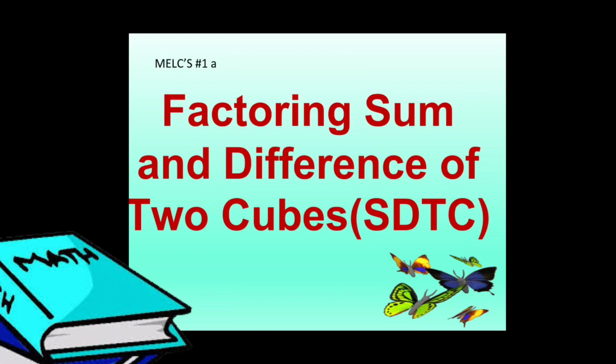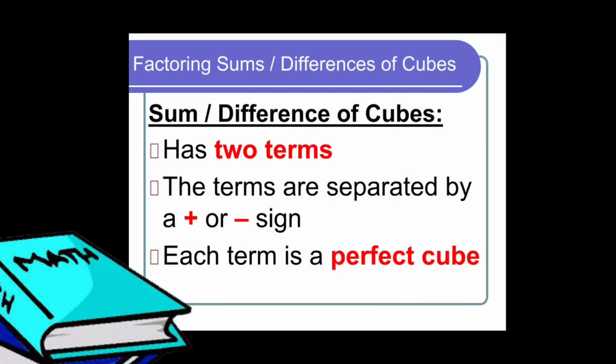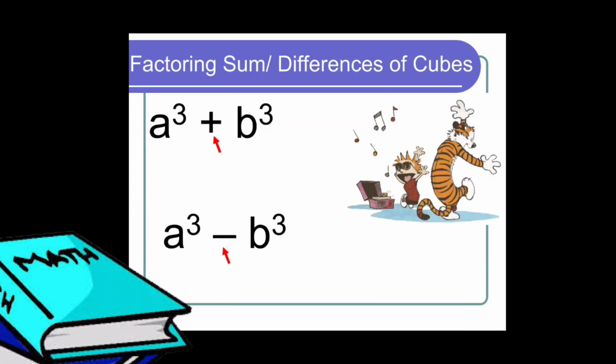Now let's proceed to factoring sum and difference of two cubes. So here are the things that we need to remember about factoring sum and difference of two cubes. So it has two terms. The terms are separated by a positive or negative sign. So each term is a perfect cube.